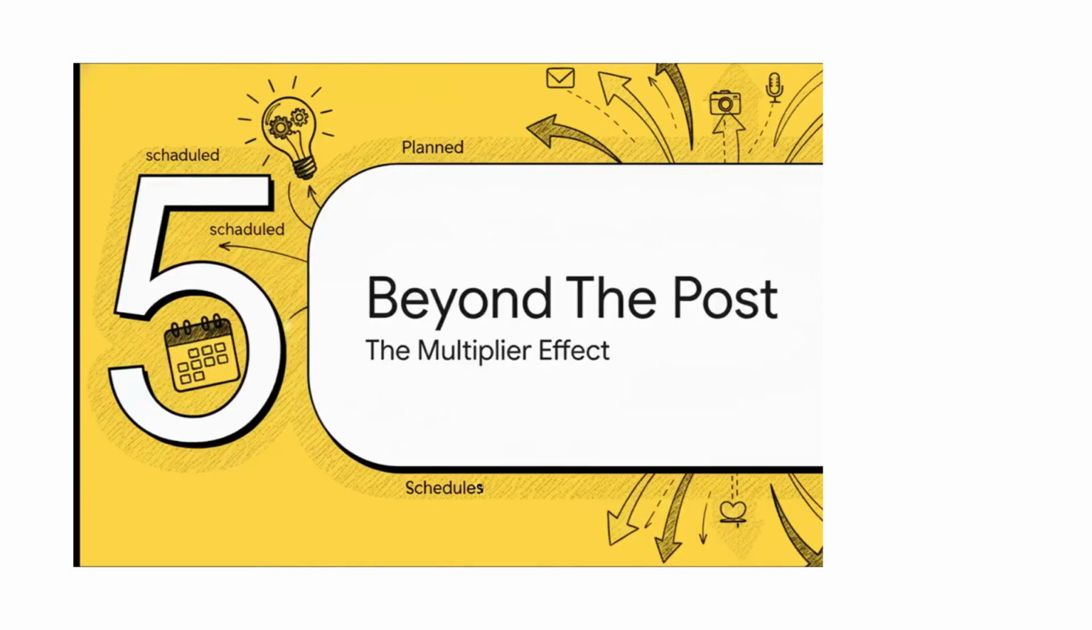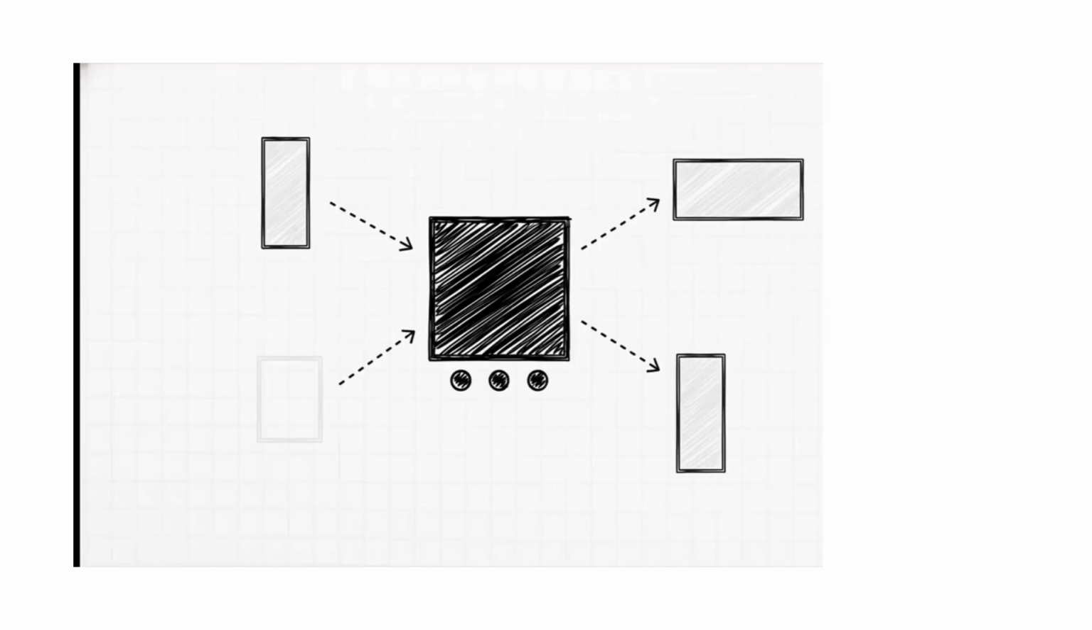So we've planned, we've created, we've scheduled. We could stop there, but we're not going to. The final and maybe most powerful part of this system is what I like to call the multiplier effect. This is where you get the most bang for your buck. All right, let's take an example. Say one of your posts this week is a nice detailed carousel. That one piece of content you already made, that's just the beginning.